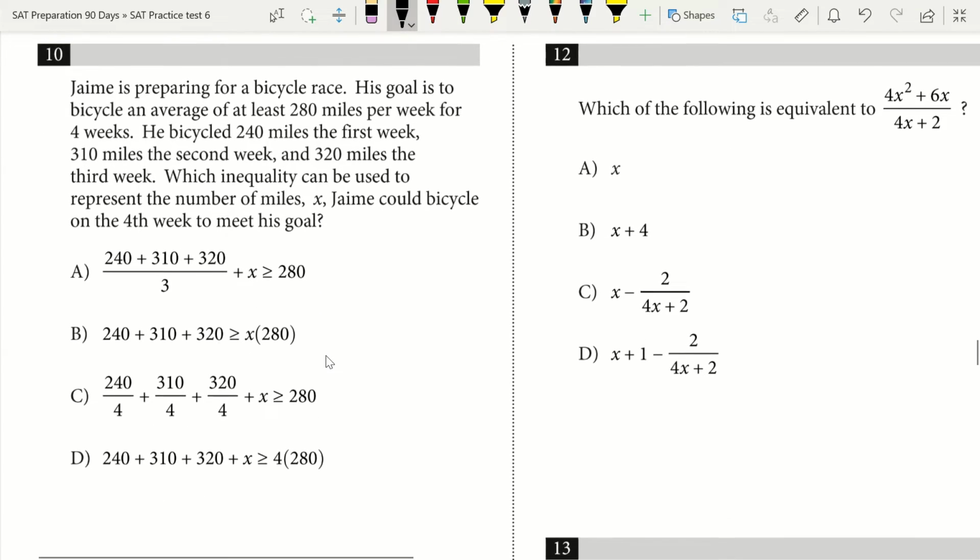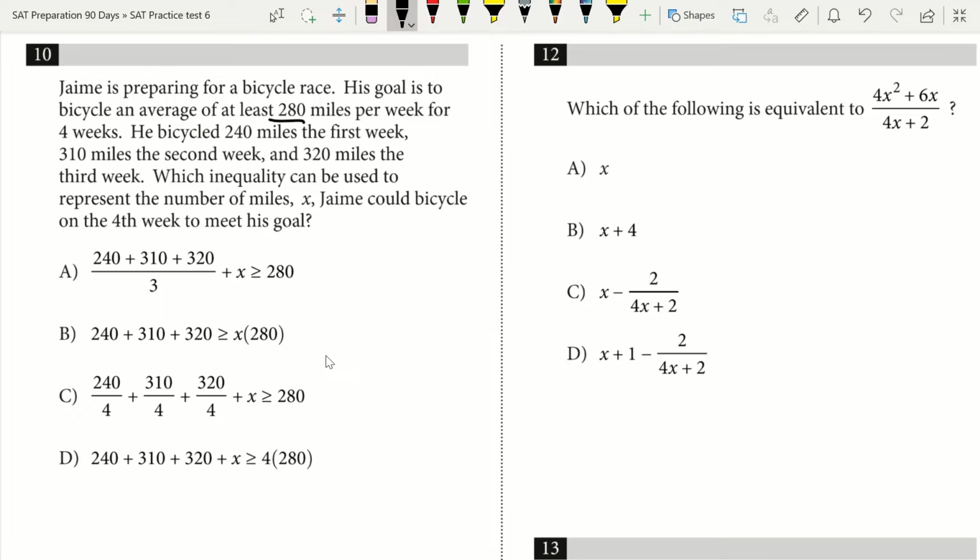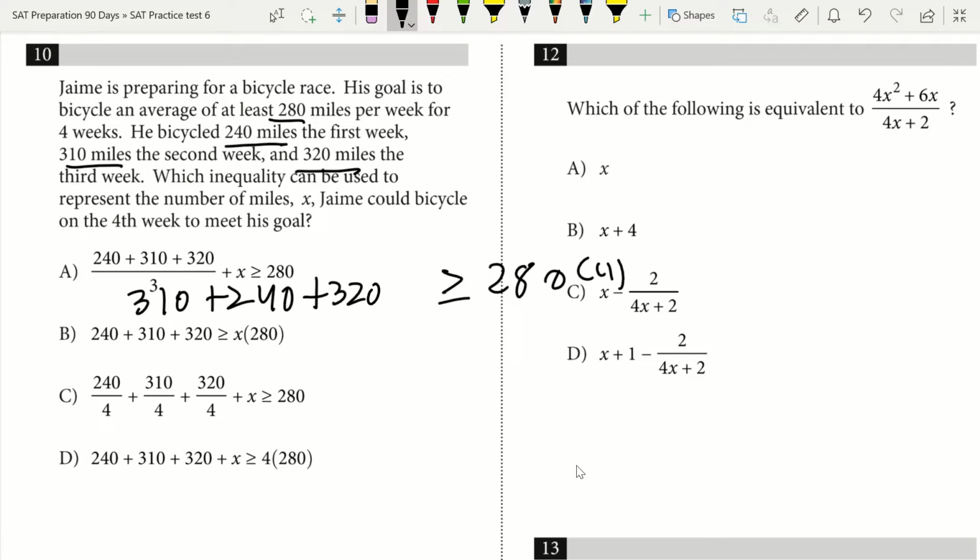Okay, we got Jamie is preparing for a bicycle race. His goal is to bike an average of at least 280 miles per week for 4 weeks. So that 4 weeks, we have to multiply then by that 280 to get the total number of miles that he has to ride over this total of 4 weeks. So we can put a 4 here, or we could have put the 4 on our other side in the division, right? So put it as the denominator on the other side. So we know that he's biking 240 miles the first week, 310 the second week, and 320 the third week, plus X. And then it says what can be used to represent the number of miles X Jamie can bicycle on the fourth week then to meet this goal.